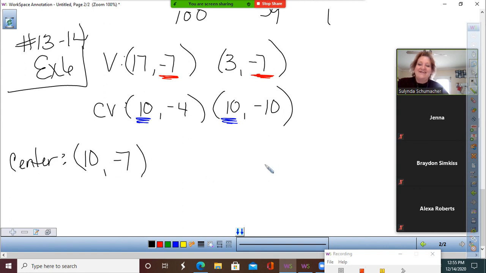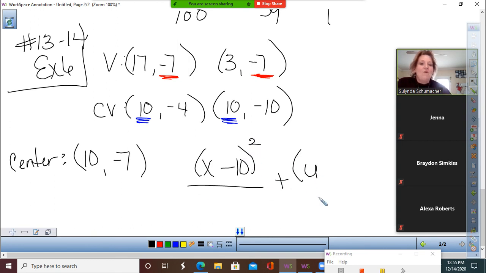So when we write our equation, we're going to start with the center. On top, we have x minus our h value of 10 squared over something, plus y minus the -7, or plus 7, squared over something equals 1. So the center shouldn't be tough. Pretty straightforward. This is where it gets a little bit tougher.